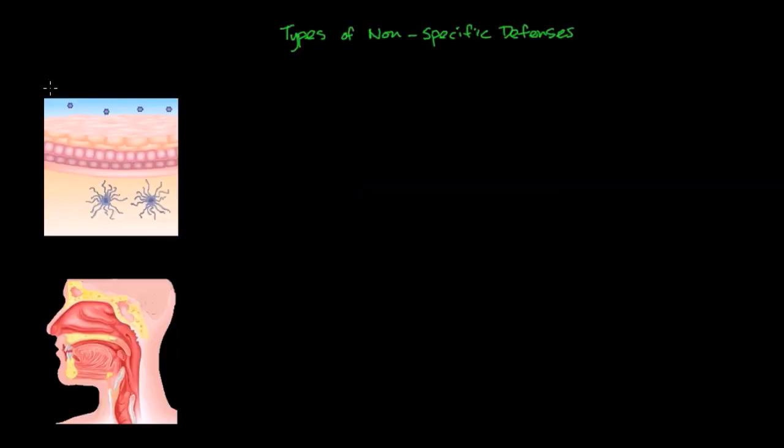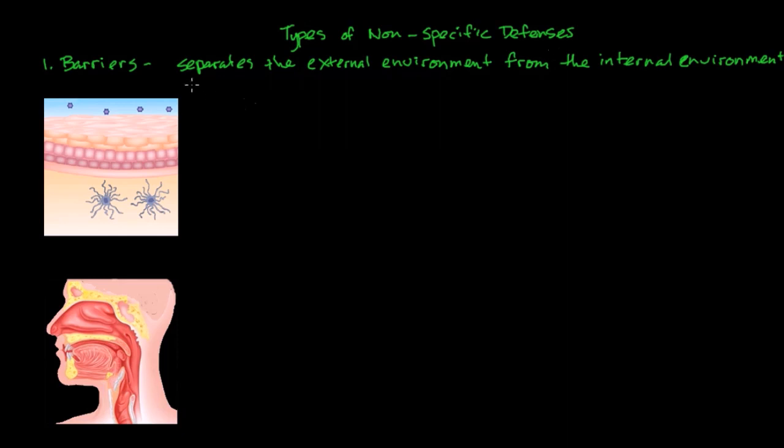There are four types of non-specific defenses. The first one are what we call barriers. As the name implies, a barrier separates the external environment from the internal environment. Or another way of saying it is that barriers help protect the internal environment from the external environment.